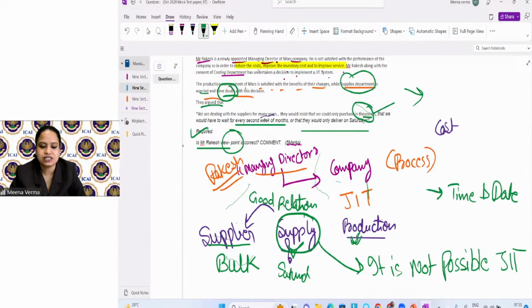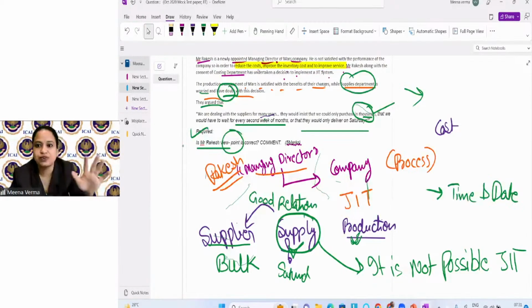Is it possible in this scenario where the supplier is only willing to supply the material in bulk? He is not willing to supply you the material whenever there is requirement. He will supply only on Saturday. He will not supply on exact time and date whenever there is requirement. So what do you think? Is it possible in this case to implement just-in-time system?